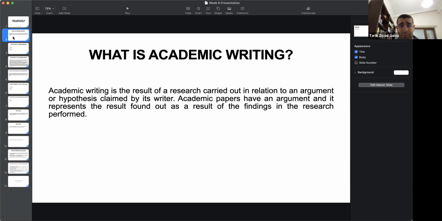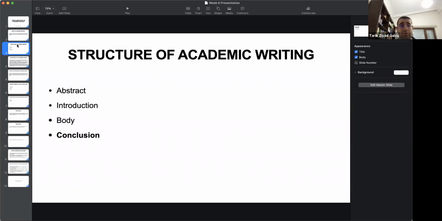Academic papers have an argument and it represents the result found out as a result of the findings in the research performed. And of course, the academic papers have their peculiar structures: abstract, introduction, body, and conclusion. So far, we have discussed the introduction and body parts, but today we will discuss the conclusion part. And what is the conclusion part?